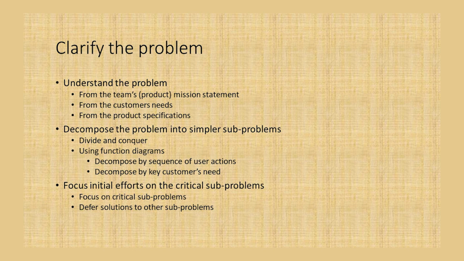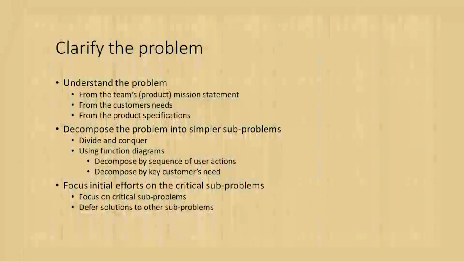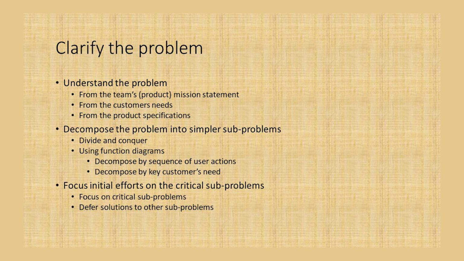You can decompose by sequence of user actions, and you can decompose by key customer needs. What are the steps, one after the other, that the user will do so that the final function is achieved? And you can decompose by key customer needs. The customer may have 5 needs from the product, and then those 5 needs can be the 5 sub functions that add up to the final function.